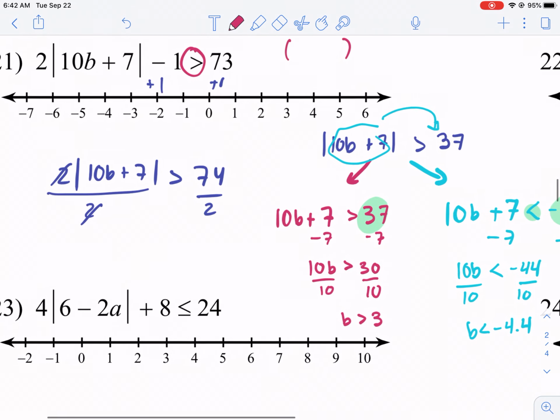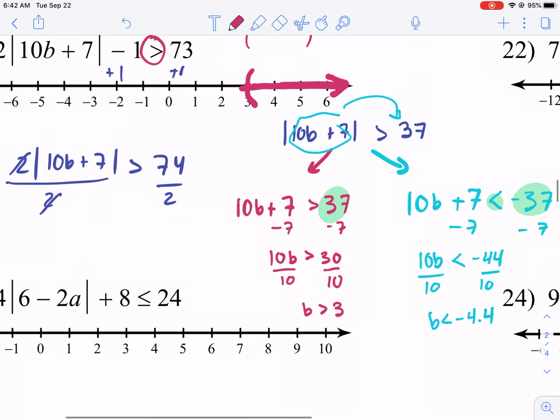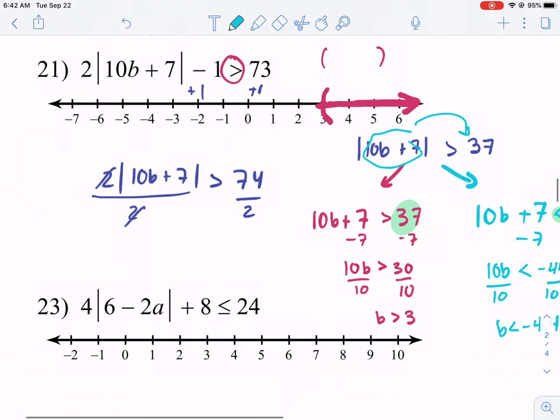So let's do the pink one first. We have b is greater than 3. That's this. b is greater than 3. Okay, and then we're talking about b is less than negative 4.4. So we're going to go to negative 4.4 here. We're going to talk about the values less than that.